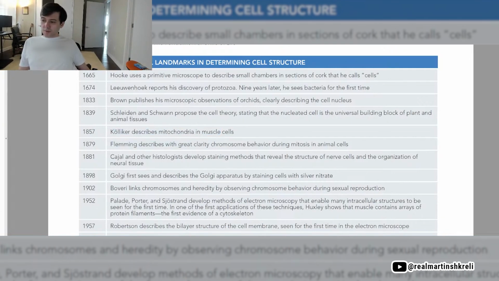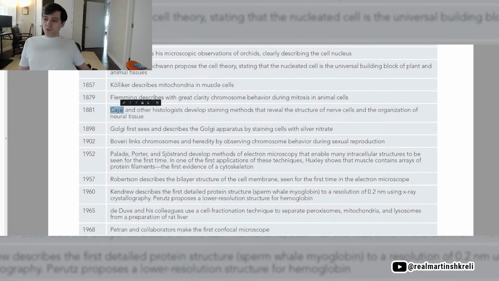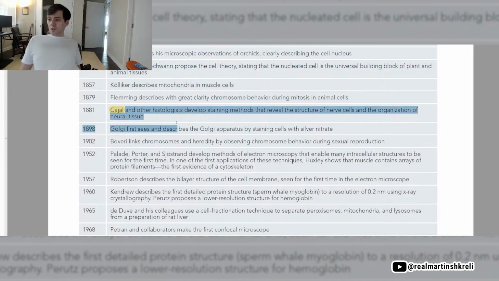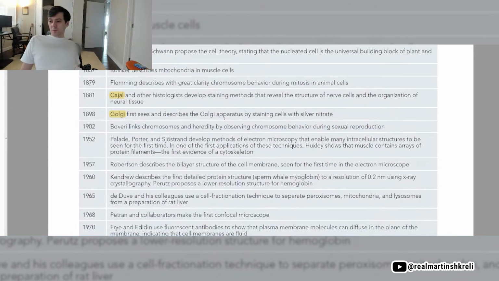1857, Kolliker describes mitochondria. 1879, Fleming describes chromosome behavior and mitosis. 1881, Kyle, an extremely important name in biology, and other histologists developed staining methods. Golgi describes the Golgi apparatus in 1898, really crucial. Boveri links chromosomes to heredity by observing chromosome behavior during sexual reproduction.